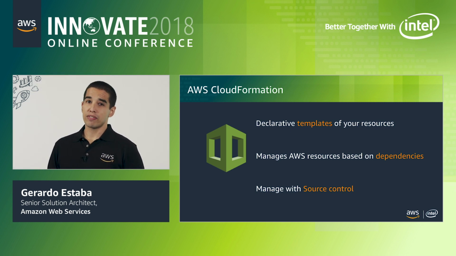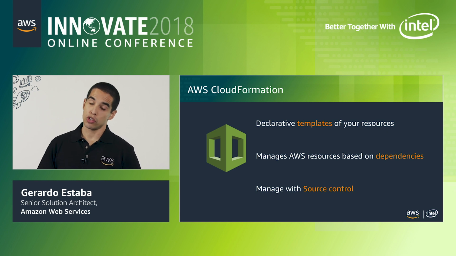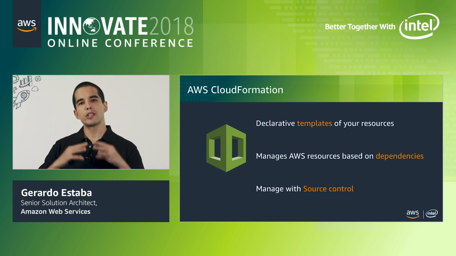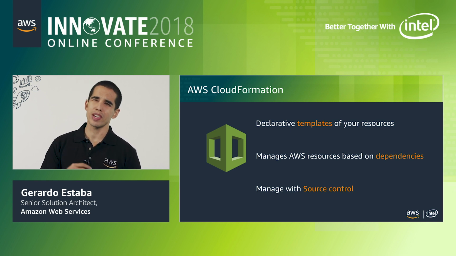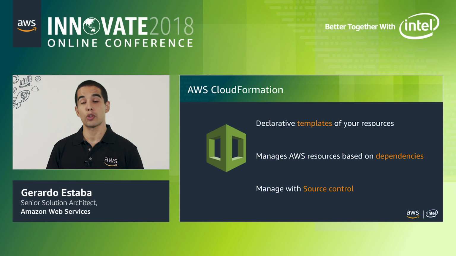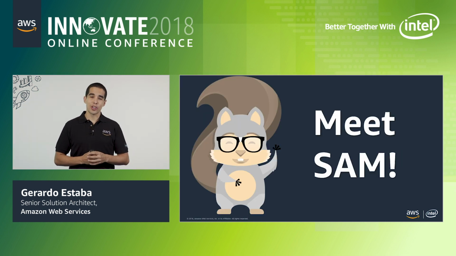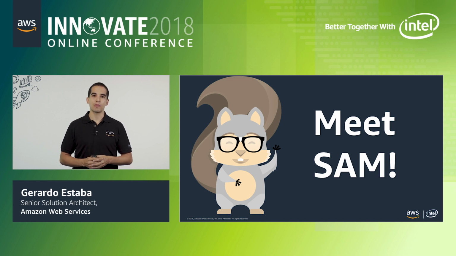Now, you can certainly define serverless components such as AWS Lambda and API Gateway using CloudFormation. But as you start creating more complex, distributed serverless applications, you'll want the power of CloudFormation, but also the ability to write less code to define those serverless resources. This is exactly where the Serverless Application Model comes in, or SAM. SAM makes it easier for you to develop and manage serverless applications. And it's also a squirrel, the only AWS service with a mascot.